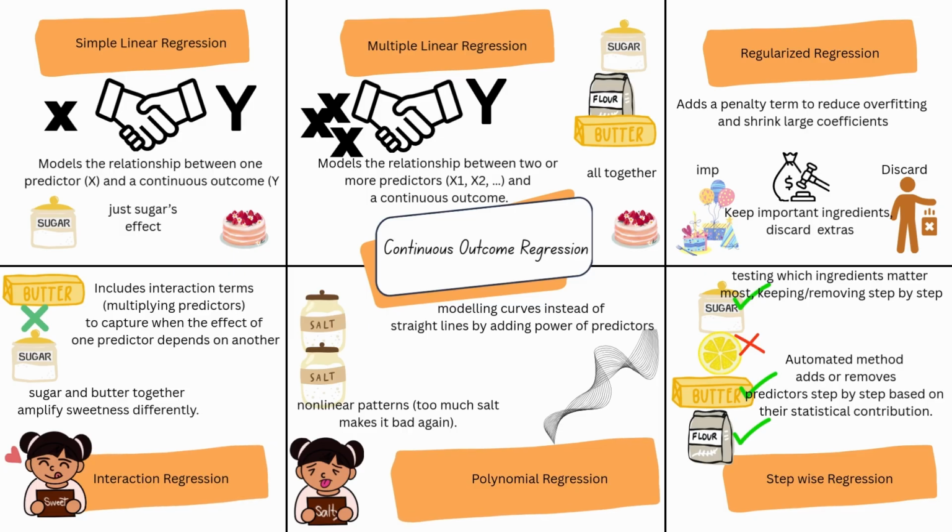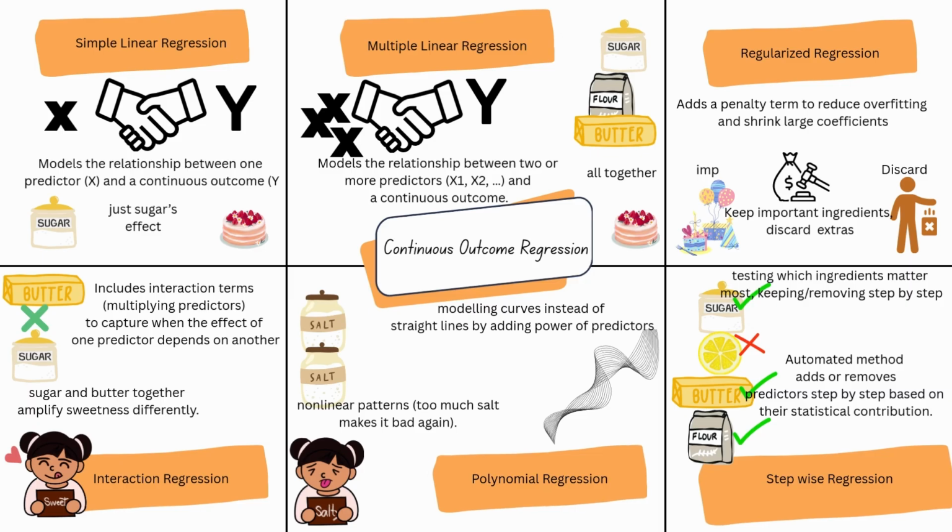It extends linear regression by adding powers of predictors like x square, x cube to model curves instead of just straight lines. Next is stepwise regression. It is an automated method that adds or removes predictors step by step based on their statistical contribution.